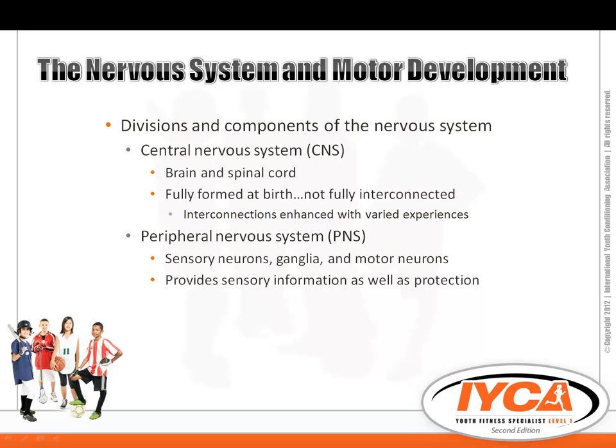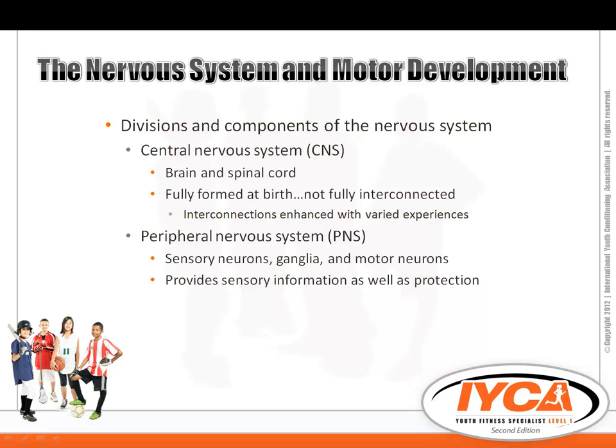Now, most fundamentally, the nervous system can be broken down into two basic divisions: the CNS, central nervous system, and the PNS, peripheral nervous system. Now, the CNS, we typically think of it as basically the brain and spinal cord. That's the simplest way to consider it. This system is fully formed at birth. The number of cells is consistent. However, it's not fully interconnected. And that's where training and exposure to variable stimuli can really assist and help young people develop more fully.